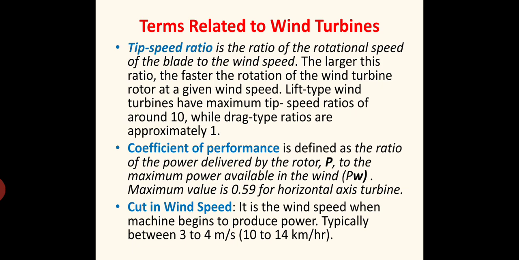If this ratio is larger, that means the faster the rotation of the wind turbine rotor at a given wind speed. Lift type wind turbines have a maximum tip speed ratio of around 10, while the drag type ratios are approximately 1. See, now you may have some confusion. In the case of lift type, the ratio is coming around 10. That means the rotor speed is much higher than the wind speed. I have already explained this with the aerodynamic theory.